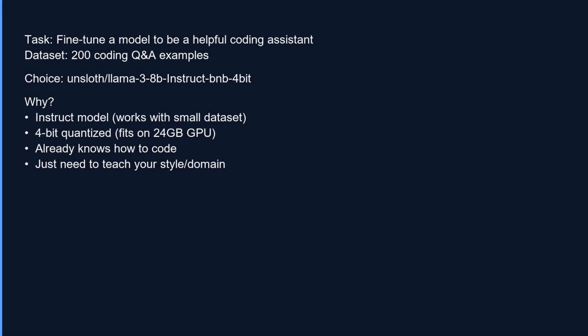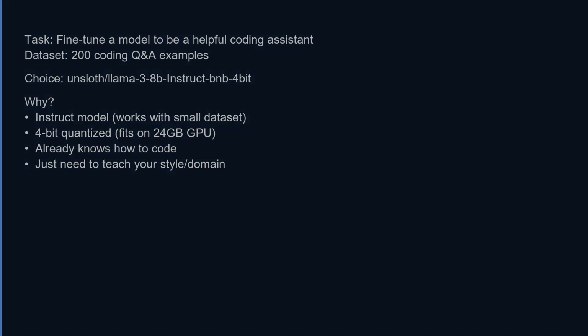Task: fine-tune a model to be a helpful coding assistant. Dataset: 200 coding Q&A examples. Choice: Unsloth Llama 3 8B Instruct BNB 4-bit. Why? An instruct model works with a small dataset. 4-bit quantized, fits on a 24GB GPU, already knows how to code. Just need to teach your style, domain.